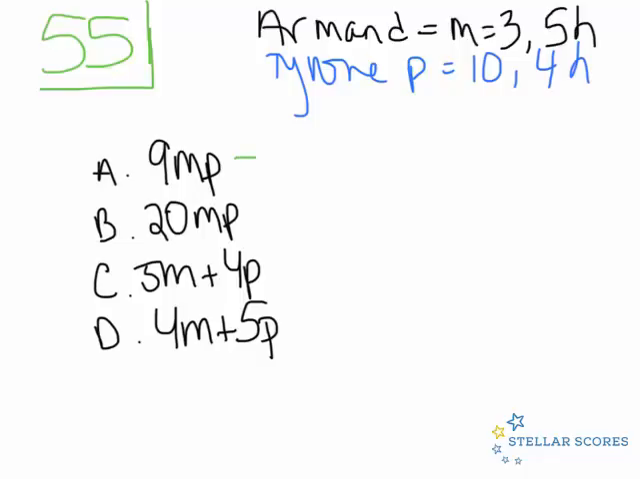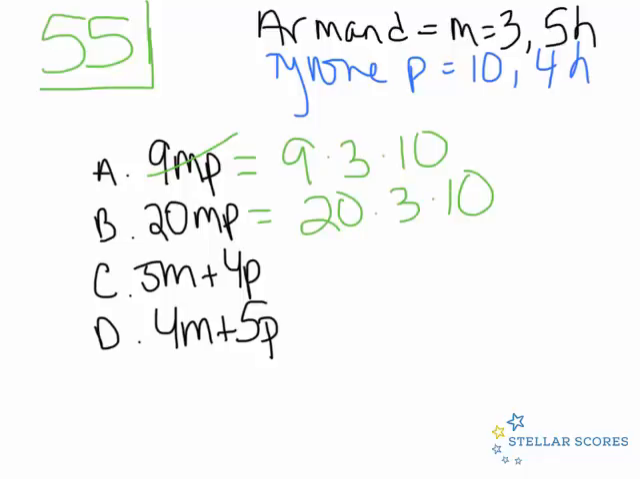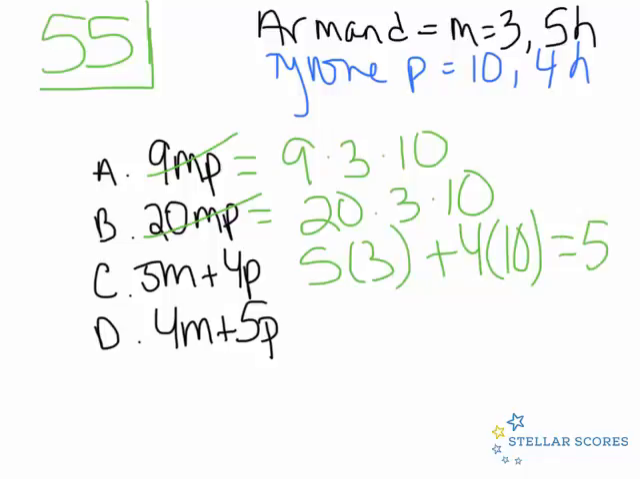Now we just need to look at the answer choices and see which one of these translates into 55. So this one, when M equals 3 and P equals 10, is going to be 9 times 3 times 10, which is not 55. We're too high. So that one doesn't work. Let's try this one. 20 times 3 times 10, also way too high. That one isn't going to work. Let's try this one. 5 times 3 for M plus 4 times 10 for P. Look at that. There's our winner. This one's 55, so we know C is the right answer.